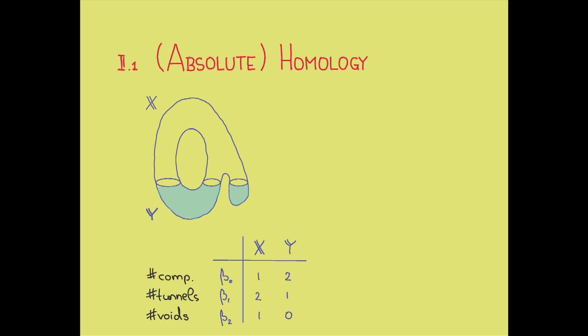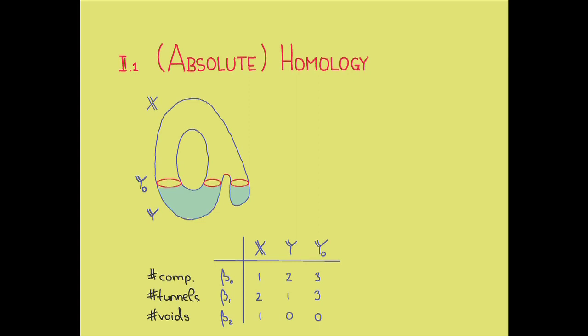I'm also going to take homology or Betti numbers of the boundary of sublevel sets. So these are the 3 circles. So there I have 3 components and 3 tunnels, 3 and 3.